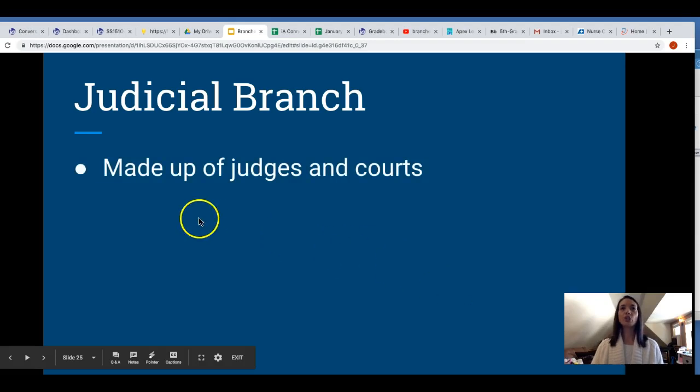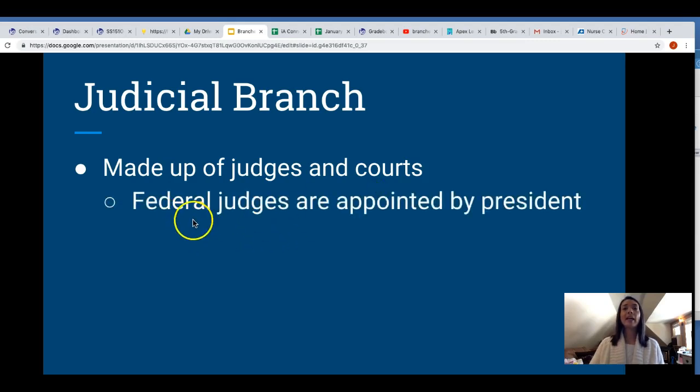Okay. So the judicial branch is made up of judges and courts, so courtrooms. Has anybody ever met a judge? Do you have a judge in your family? Have you ever been to court? You can go to court for good things. It doesn't always have to be for bad things. Okay? Federal judges are appointed by the president.